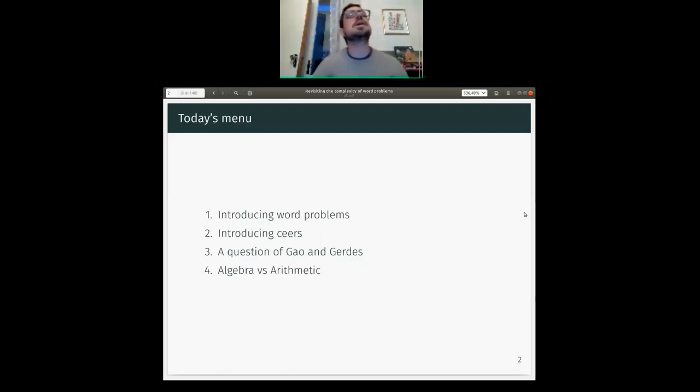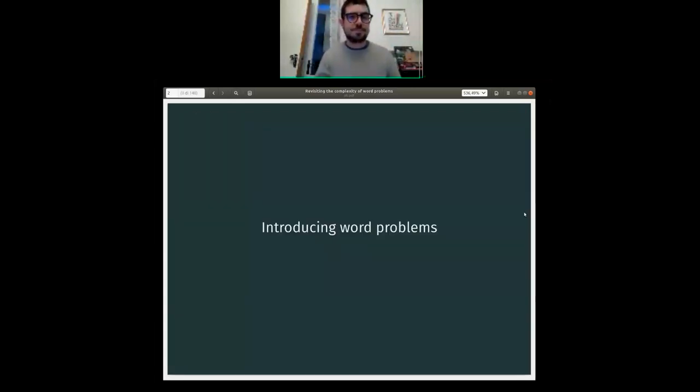And then at the very end, I will say just a few words about how studying word problems is connected to a fairly interesting interplay between algebra and arithmetic. We will see that with word problems, you can ask in a very natural way how much algebraic structure you need in order to encode, in some precise sense of encoding, provability inside, for instance, Peano arithmetic, or in fact any extension of Robinson arithmetic. Okay, so that's pretty much the menu for today.